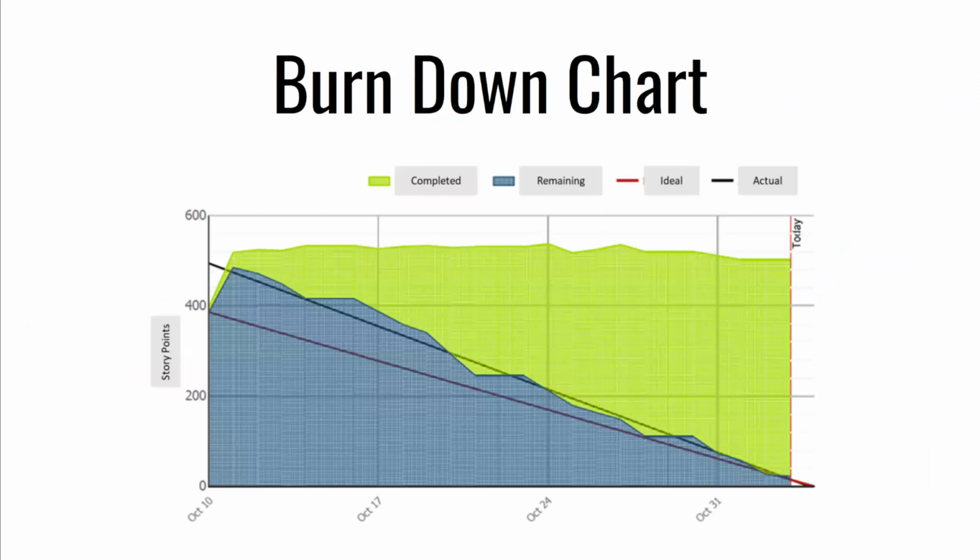So let's talk about burn down charts. Burn down charts are an easy way to track how well we're doing within a sprint. It's a way to track our intra-sprint velocity, right? Looking at how well we're moving through the sprint. This is an actual graph from an actual 2010 team that I worked with down in Florida. And this was a very mature team.